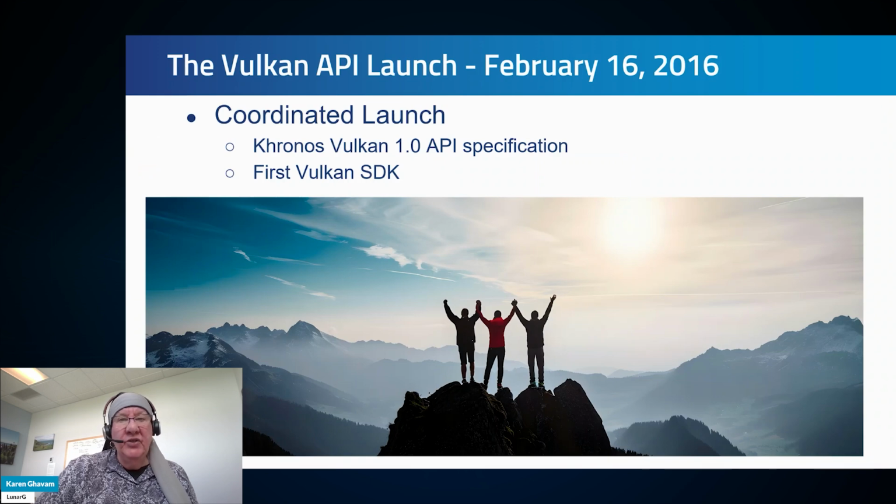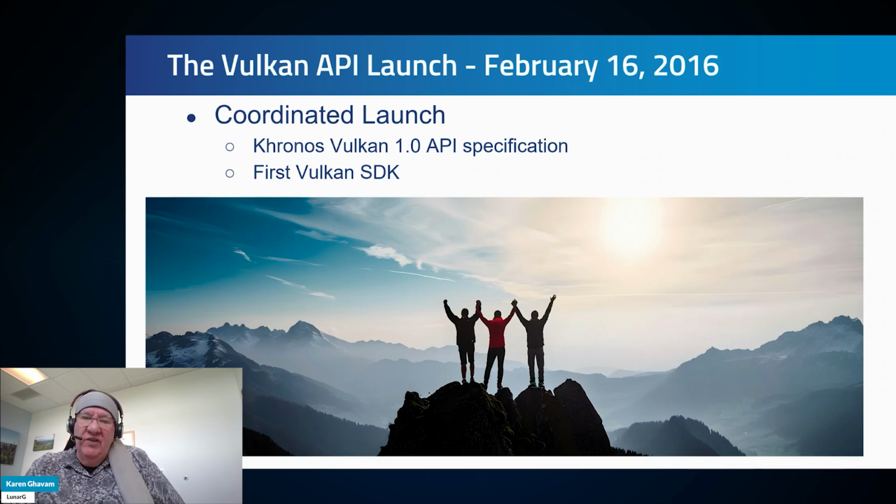However, the coordinated launch did happen on February 16th, 2016. And on that launch day, there was so much pent-up demand for both the Vulkan SDK and the Vulkan API that both the servers at Khronos and the servers at LunarG that were serving up the specification and the SDK got crashed due to so many pings and so much initial demand. Fortunately, we were able to get our servers back up quickly, and we were able to launch successfully.